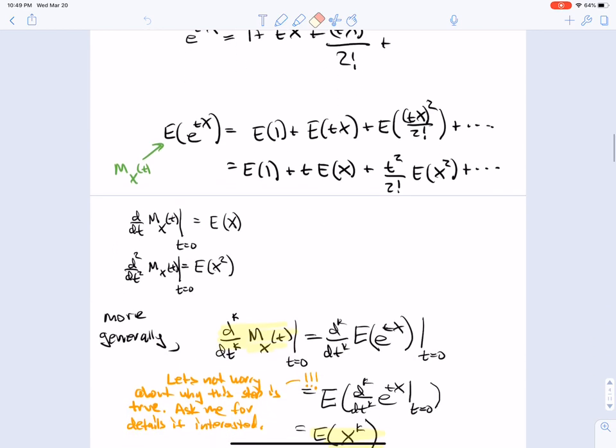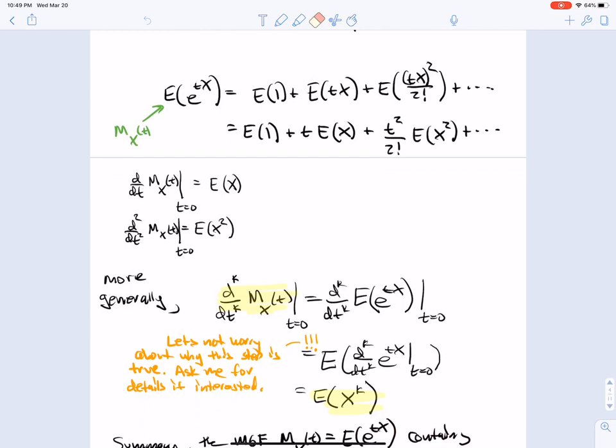So more generally, what we do is we take the kth derivative of the moment generating function, and then we pass the derivative inside the expectation. Now that requires some justification, which involves the dominated convergence theorem and some real analysis stuff. If anyone is interested in that, come talk to me and I'll provide you details. But we're not going to worry about it here.